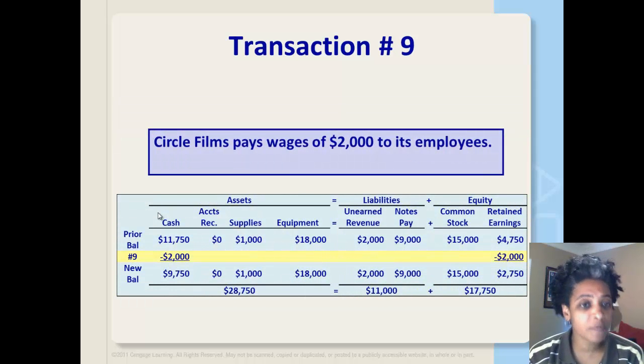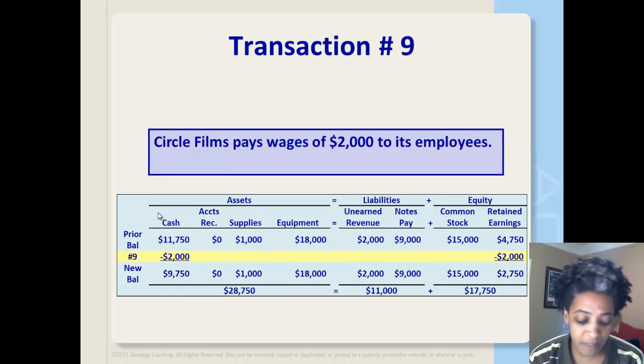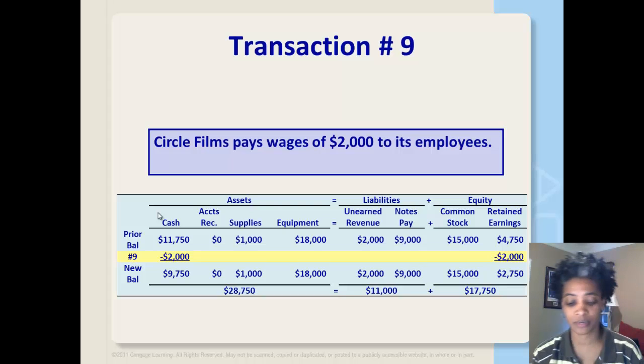In transaction number 9, Circle Films is going to pay their employees. So that means that cash is decreasing by $2,000, which is an asset, so assets are decreasing. Since the payments are an outflow of assets from operating the business, that means that payment is an expense, which is a reduction to equity or retained earnings. So equity is decreasing and cash is decreasing.